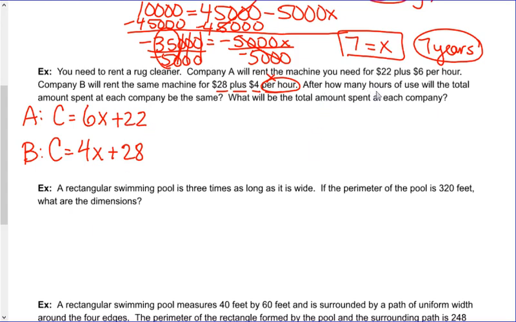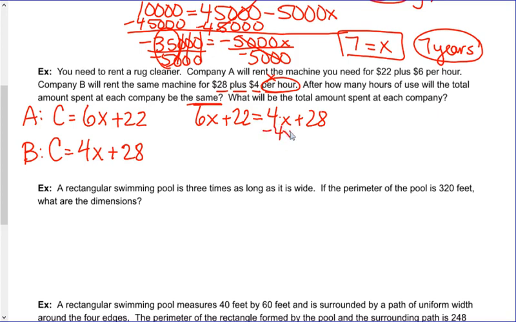Our question says, how many hours of use will the total amount spent at each company be the same? Notice that word same, in a sense, can mean equals. So what I want to do is try to find when company A equals company B. So when is 6x plus 22 equal to 4x plus 28? And again, here is a simple equation that we can solve to find that answer.